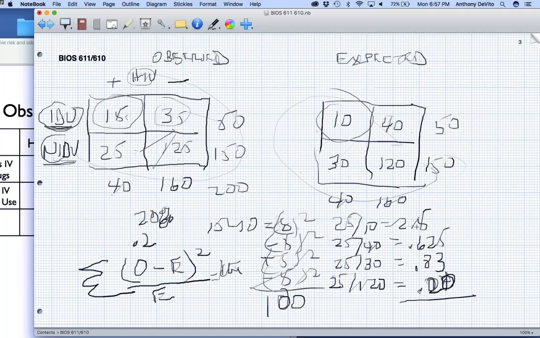So 0.62, this is going to be 3.1 roughly, and then about 4.2. 4.155. Oh, good work. 4.155. So that's what my number for chi-square adds up to, right? That's what my chi-square value is. Chi-square is equal to this, right?